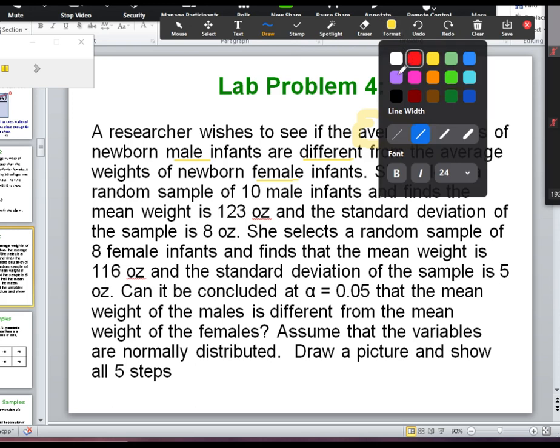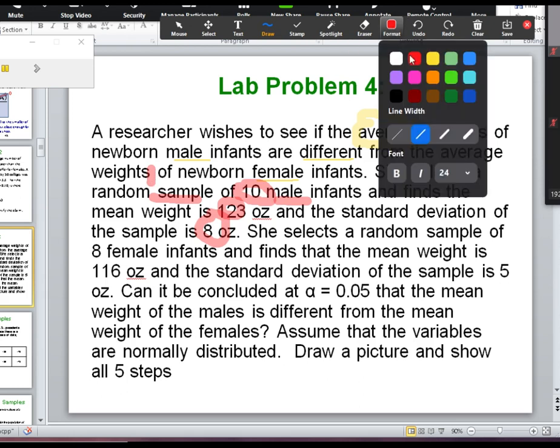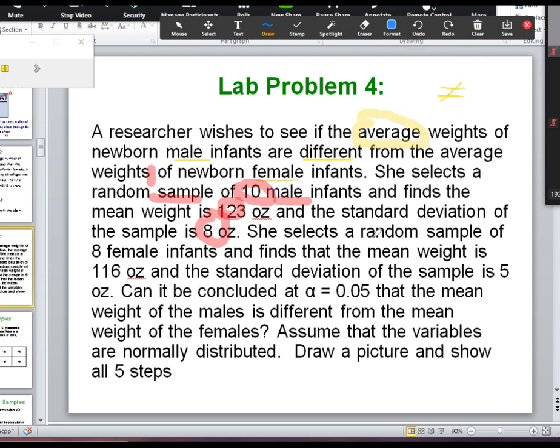So we've got a random sample. Here's our sample of 10 males. So this is our first sample. It has a mean weight of 123, standard deviation of 8. These are all the males. And then I'll take a second sample. Here's my second sample of 8 females. And then you're going to have a mean weight of 116 and standard deviation of 5. So that's the stuff I need for my second sample.